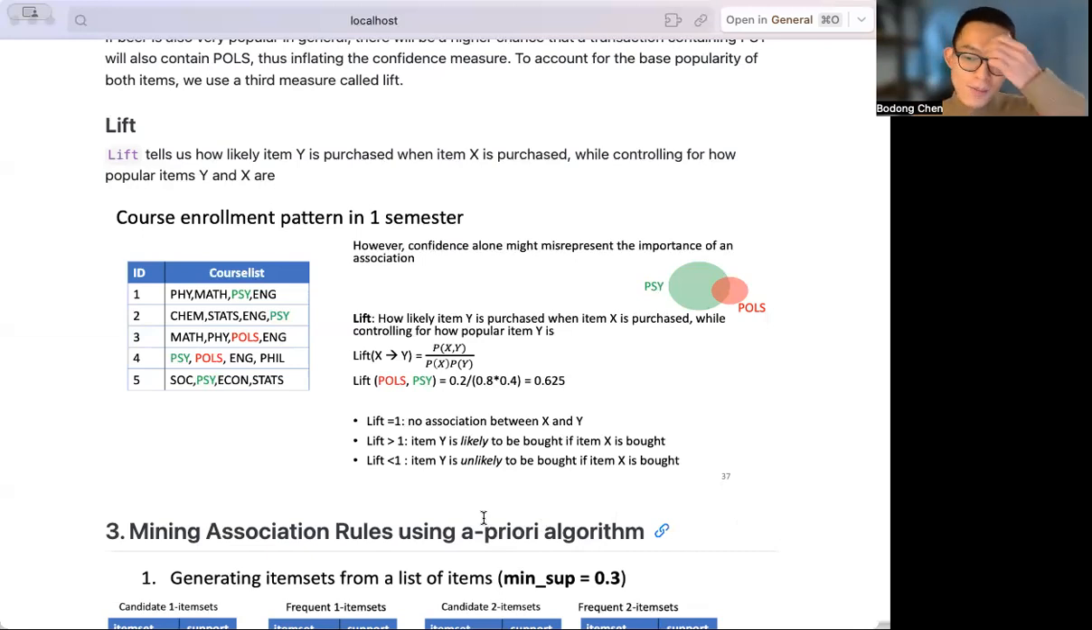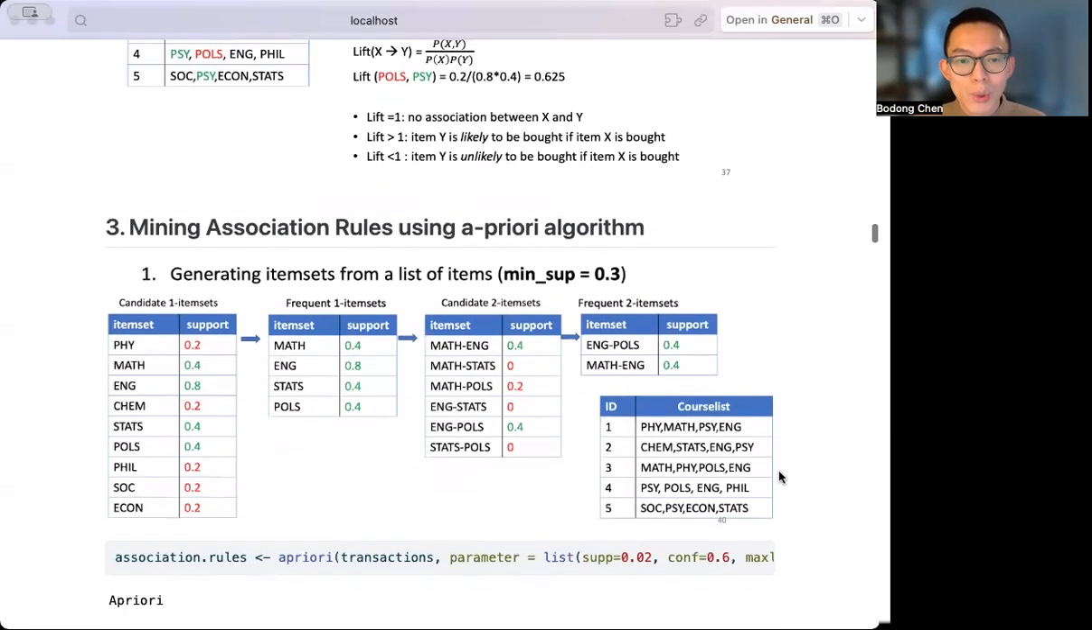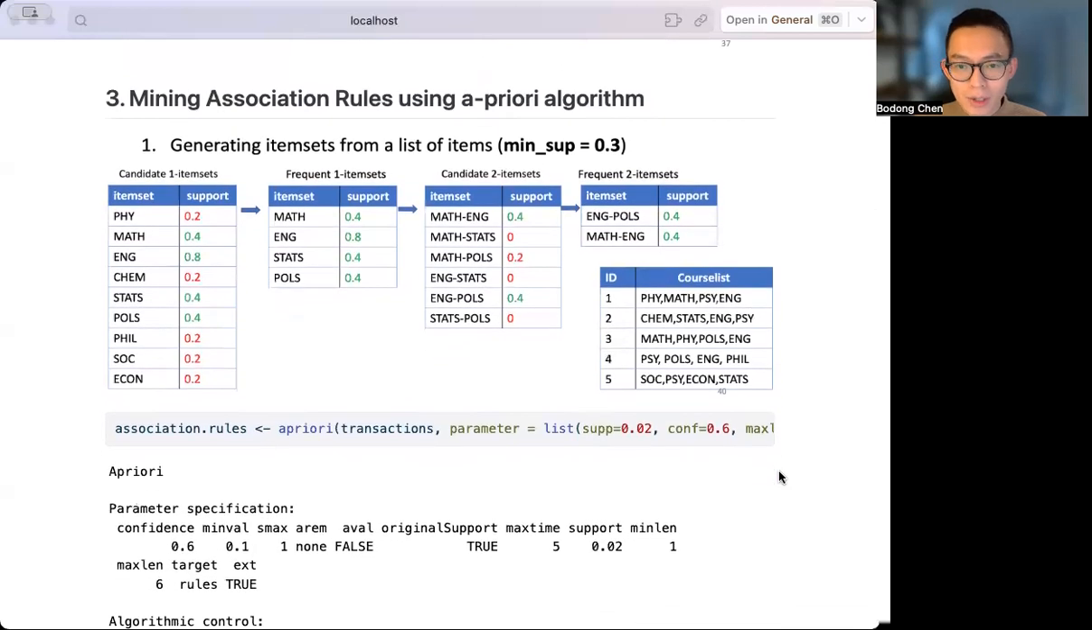Those three measures are often used in association rule mining to help us find the most interesting rules that we want to look at deeply. With those measures, we can start to launch some algorithms in the arules package to help us find those frequent item sets or association rules in the data set.